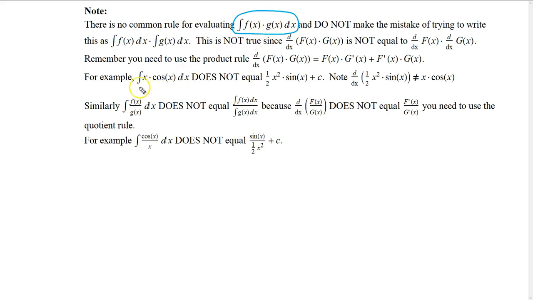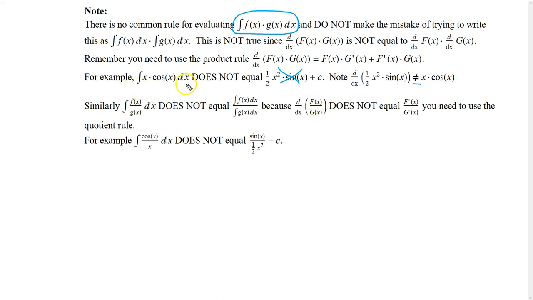For example, here's a very common mistake people might make. The indefinite integral of x times cosine is not 1/2 x squared, which is the antiderivative of x, times sine x, which is the antiderivative of cosine. This is not true. The antiderivative of this is not this function here. And that's because the derivative of 1/2 x squared times sine does not equal x times cosine x. You have to use the product rule when you differentiate this, and when you do that, you will not get back x times cosine. So don't make that mistake.